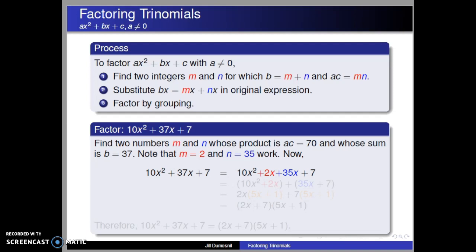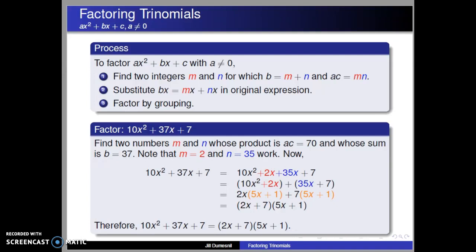Now we write 37x as 2x plus 35x in the original expression. We now have a four-term polynomial. We can group the terms in pairs and factor by grouping. We can factor 2x out of the first pair and factor 7 out of the second pair. Notice we're left with a common binomial factor of 5x plus 1 that we can now undistribute. Therefore, 10x² plus 37x plus 7 can be factored as 2x plus 7 times 5x plus 1.